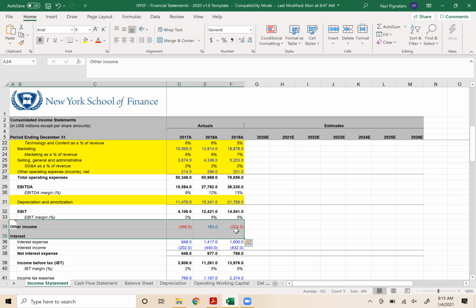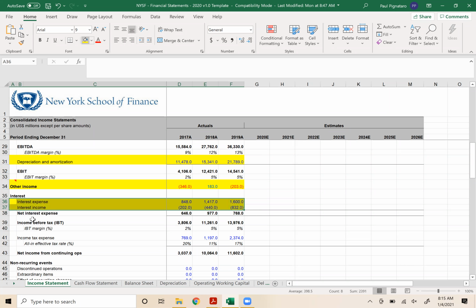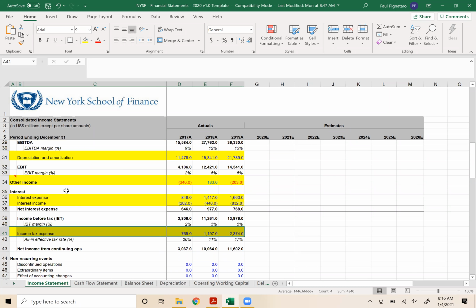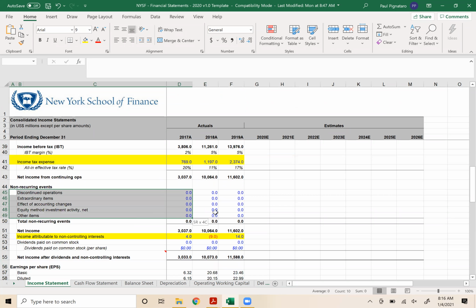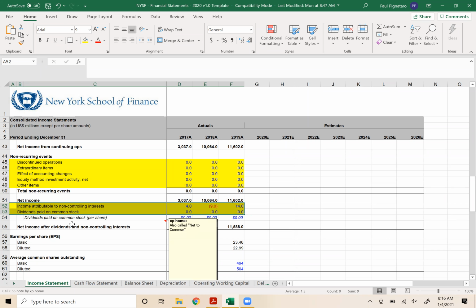5, other income. Actually, maybe I wasn't so wrong before, because it could very well be that other income is above EBITDA. We spoke about that a couple classes ago. 6, interest expense and interest income. 7, income taxes. 8, non-recurring events. We've identified none for Amazon. And 9, payouts, meaning distributions or non-controlling interests. When I say distributions, I mean dividends.